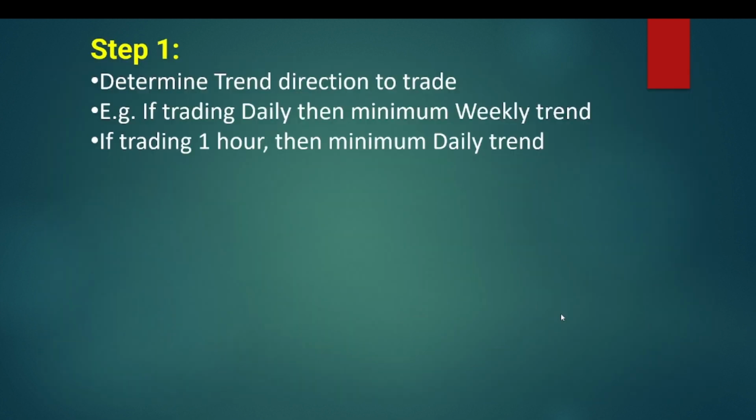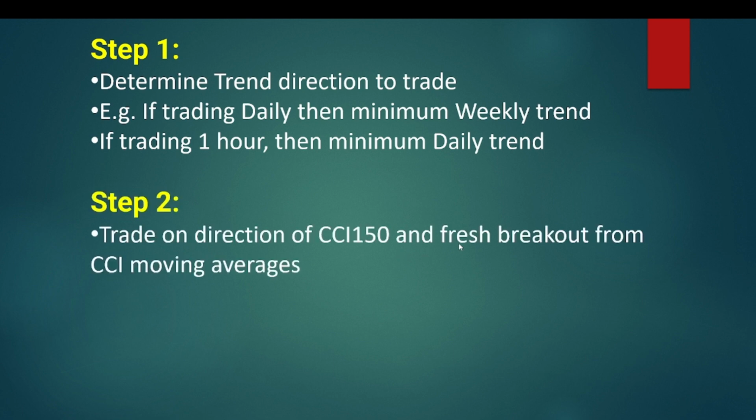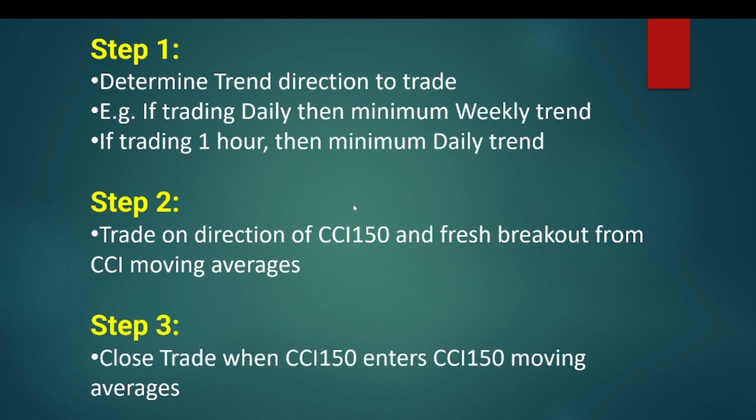Now in terms of trading, a three-step process to follow. Step 1, determine the trend direction to trade. So for example, if you're trading on the daily time frame, the minimum trend you should be looking at is the weekly. Or if you're trading the intraday like the 1 hour, then the minimum trend you should be following is the daily trend. Step 2, trade on the direction of the CCI 150 and fresh breakout from the CCI moving averages. And step 3, close the trade when the CCI 150 enters into the CCI 150 moving averages. I'll go through some demonstrations for each of these.